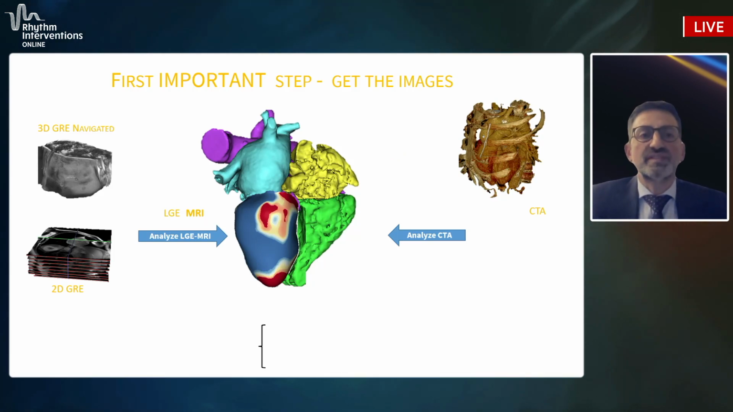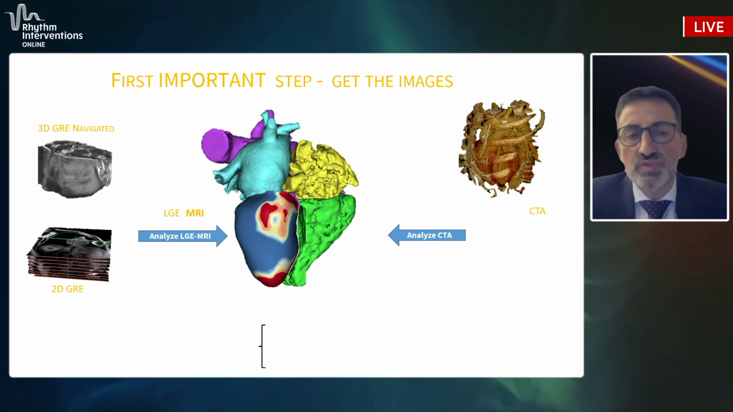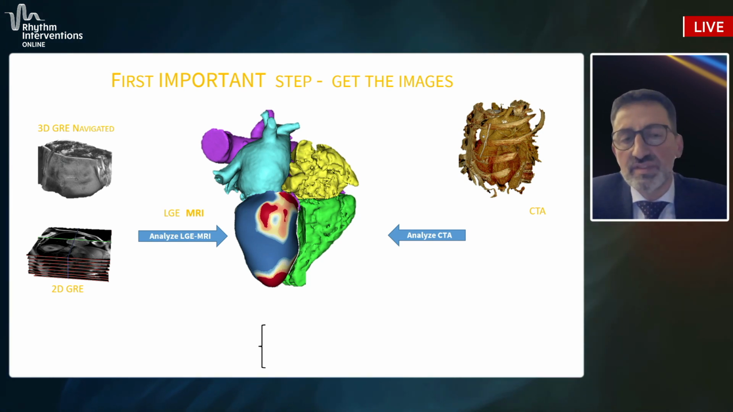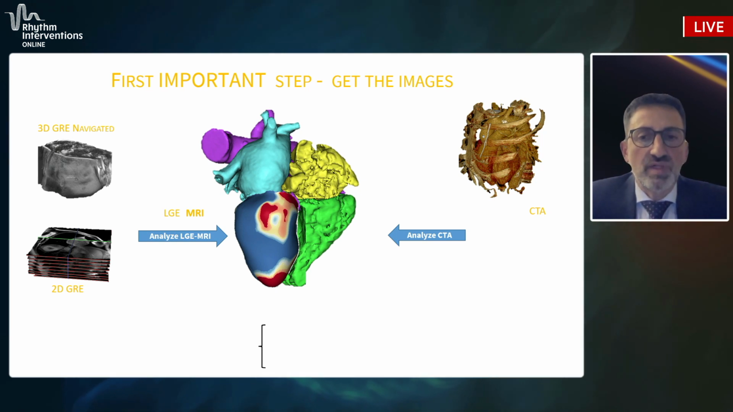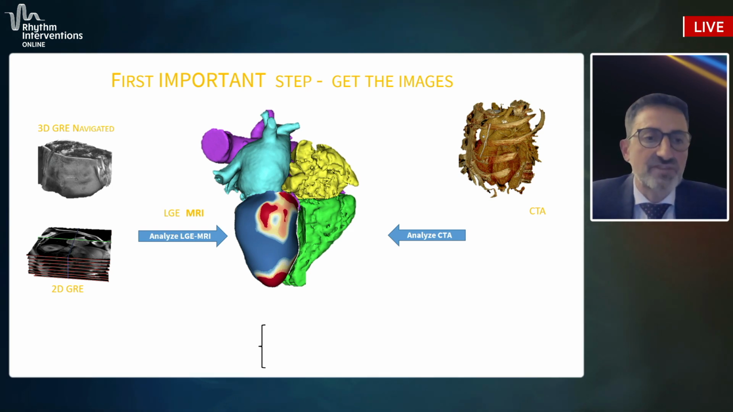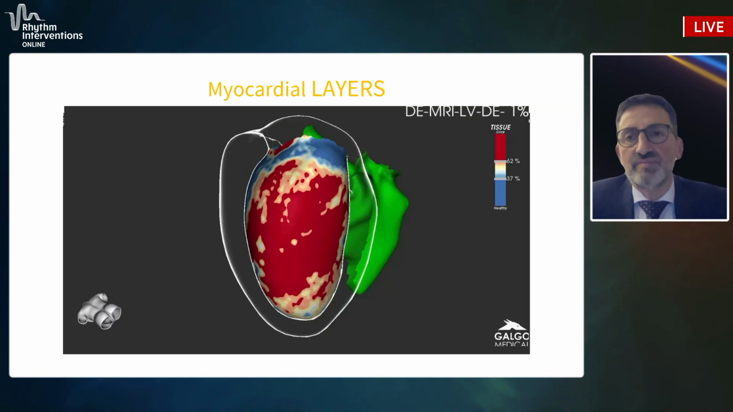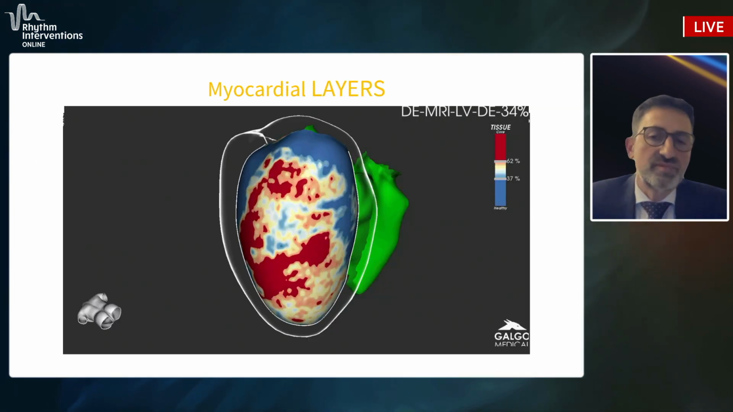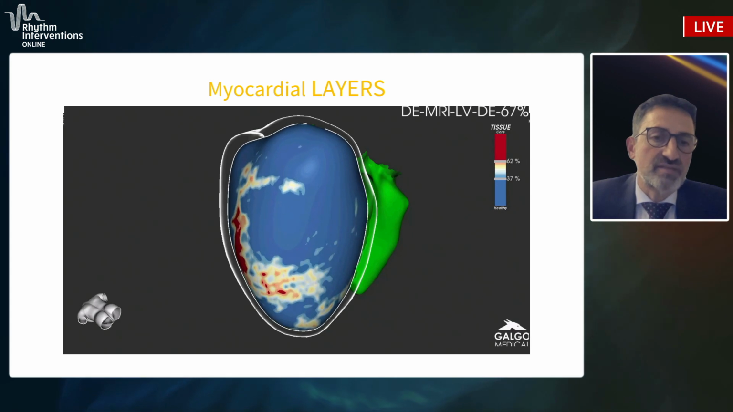So the first important step is to get the images. What we do nowadays is to obtain a CT scan and also an MRI in every patient. With the MRI, we will have the 3D distribution of the border zone corridors within the scar, and with the CT scan, we can have a left ventricular wall thickness map. So both are important. With the CT scan, we will see especially anatomy, and with MRI, we will have a better delineation of the border zone channels.